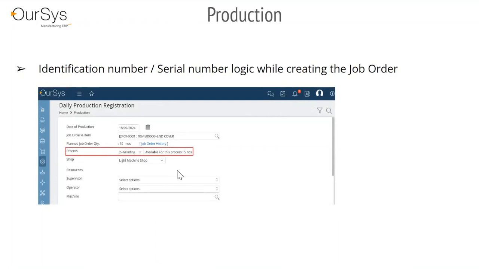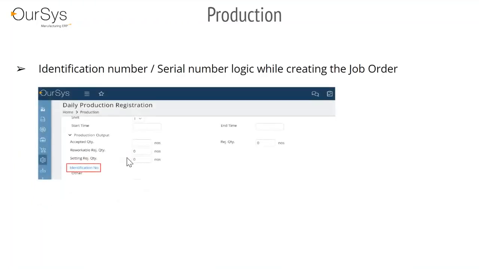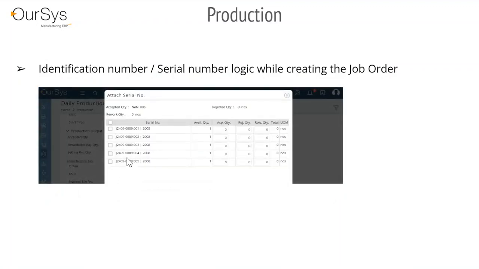While making production for the second entry in the system, you can see I have selected the process for grinding, that is the second process. Here, if I click on the identification number, the system will only show me the serial numbers from the previous production batch that were accepted. So now the user won't have to create multiple job orders to keep their records separately. Accordingly, their inspection will be done as well as the production reading will be taken, where the system will give you the serial number drop down.